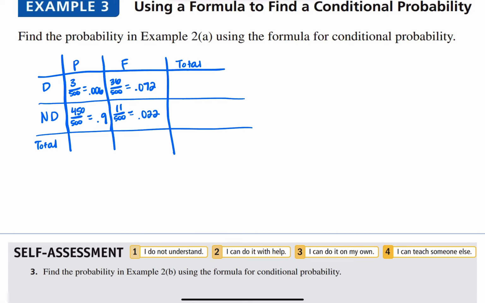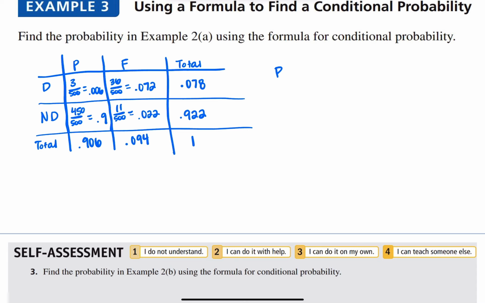For our totals, we're just going to add those. So 0.006 plus 0.072 is 0.078. 0.9 plus 0.022 is 0.922. 0.006 plus 0.9 is 0.906. And then 0.072 plus 0.022 is 0.094. And then if we add our rows or our columns, we would get that the total is 1.